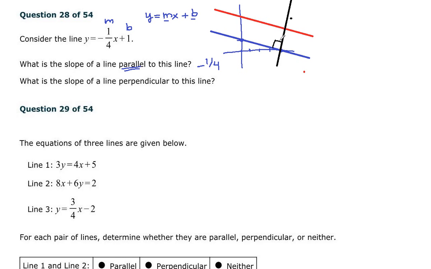Well, from here, if you go up 1, 2, 3, 4, and to the right 1, you'll end up back on that line. So the slope of this line is actually rise 4, run 1. And it is the negative reciprocal, notice, of negative 1/4. So you flip 1/4 to 4 over 1 and then change the negative sign to a positive. So this is positive 4 over 1, which is just 4. So parallel means same slope, and perpendicular here, negative reciprocal.